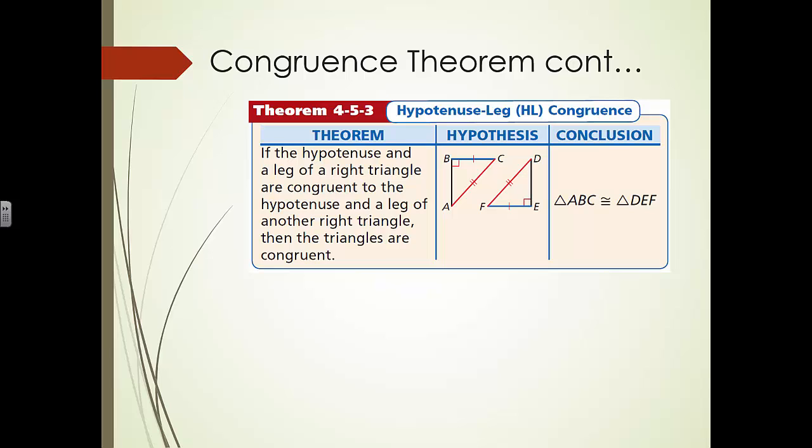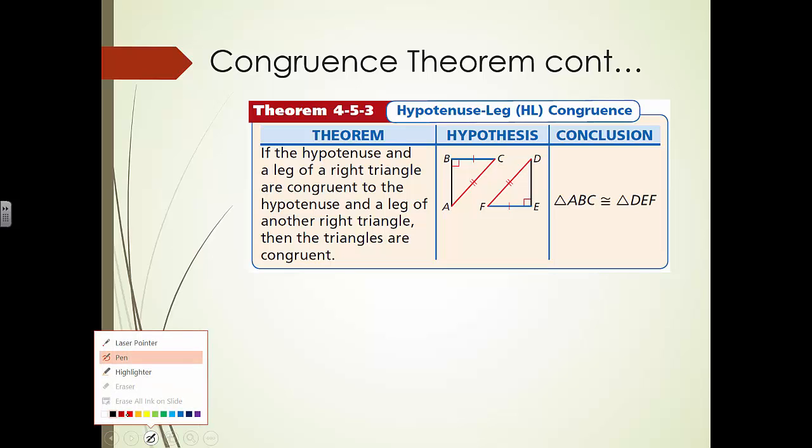And our last congruence theorem is called the hypotenuse-leg congruence theorem, and it specifically refers to right triangles. So you cannot use this congruence theorem unless the triangles are right triangles. It says if the hypotenuse and the leg of a right triangle are congruent to the hypotenuse and leg in another right triangle, then the two triangles have to be congruent.